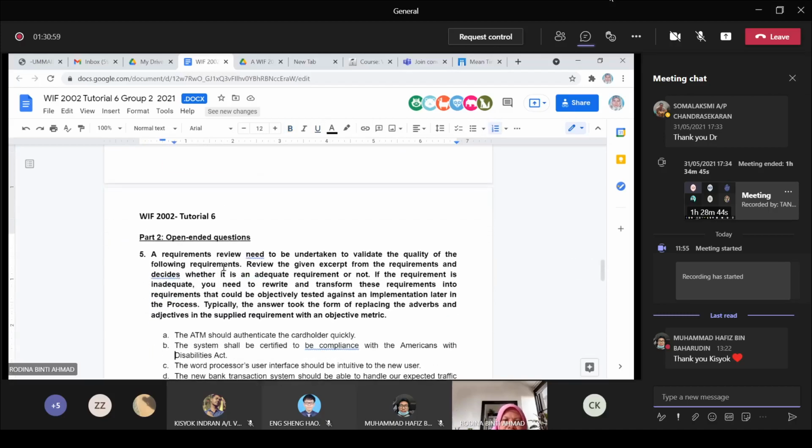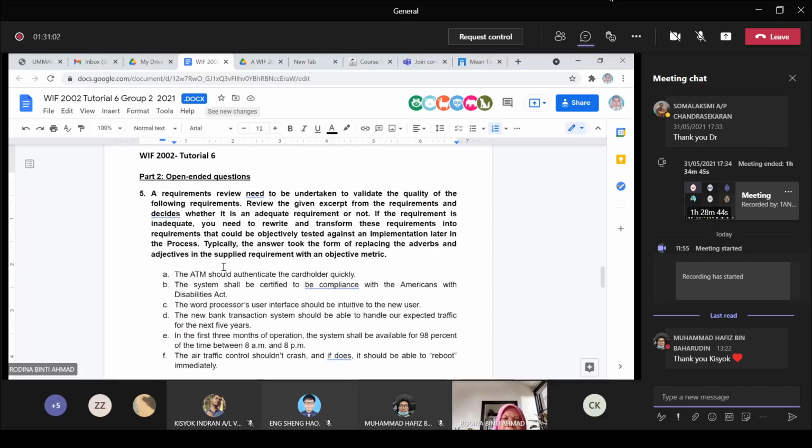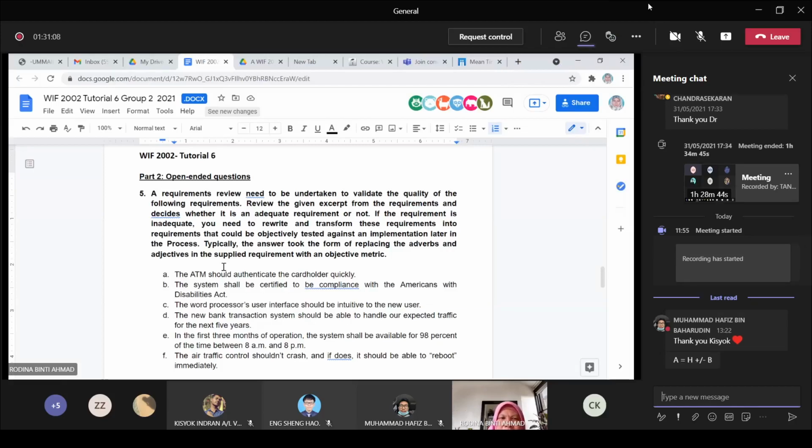Okay, how about number 5? Number 5, you have requirements here. You need to check whether they are adequate or not, inadequate requirements or adequate requirements. And if not adequate, you have to rewrite them to transform the requirement into requirements that could be objectively tested against an implementation, to be measurable basically. So you want to assess, to validate the quality of the following requirements.